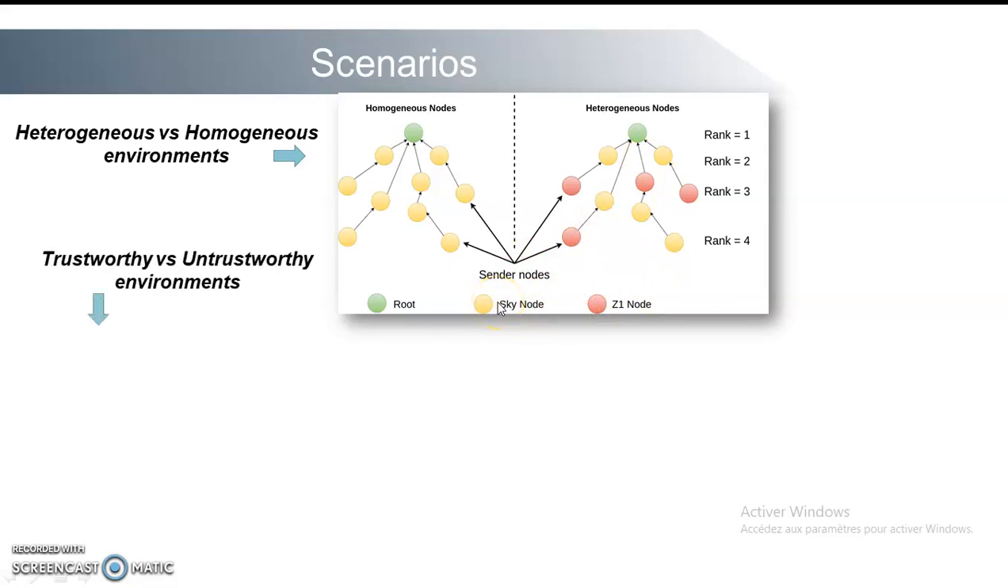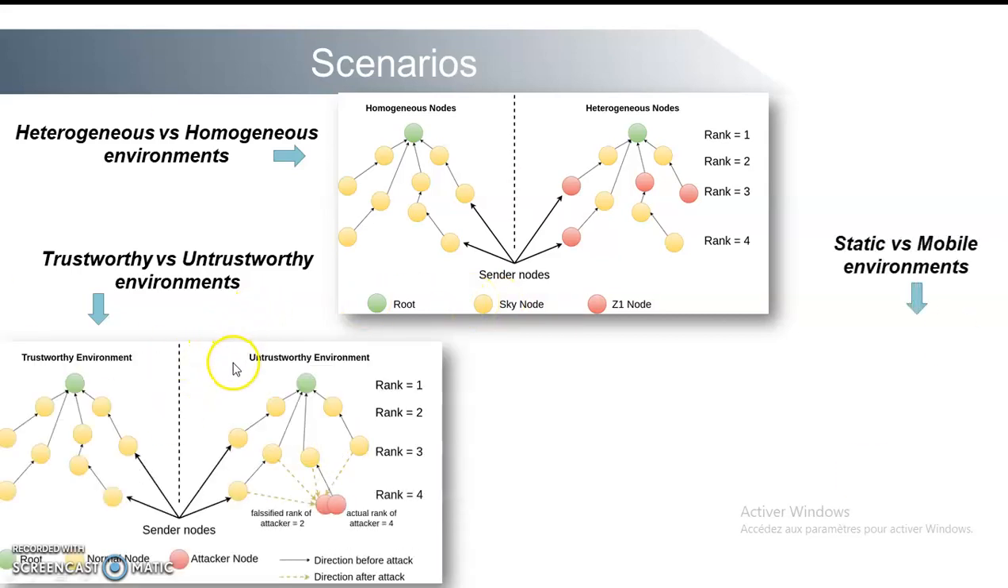Trustworthy versus untrustworthy environments. To create a non-trustworthy environment, we integrate a malicious node in the network, the red node, and the malicious node adopts a rank attack. More specifically, the decreased rank attack, where a node announces a faulty rank lower than the real rank to be chosen as a preferred parent. The untrustworthy environment is compared to the trustworthy one, where no malicious node is present in the network.